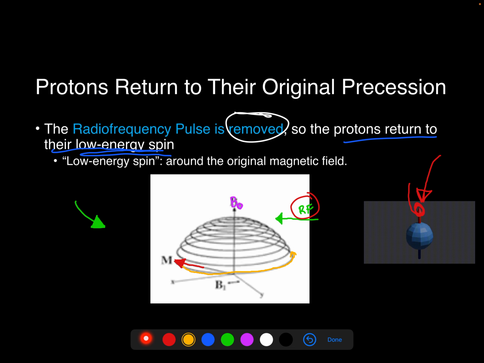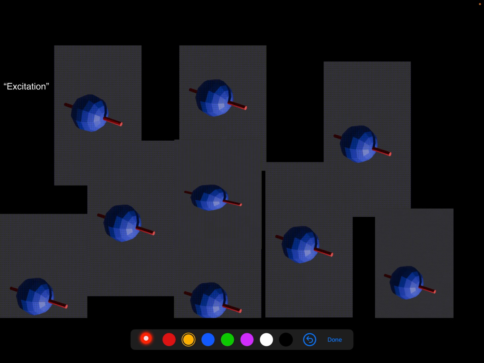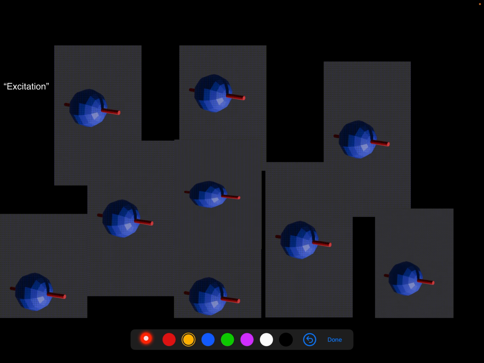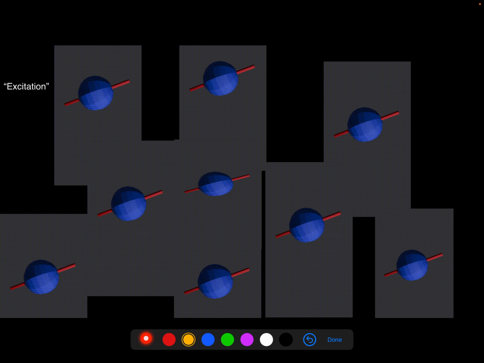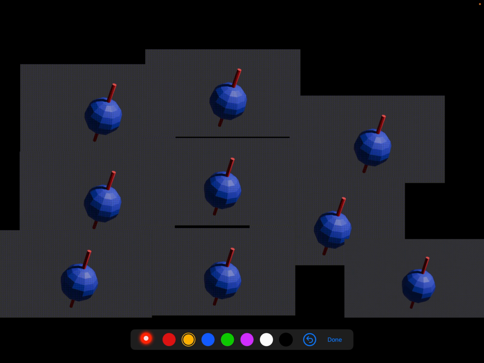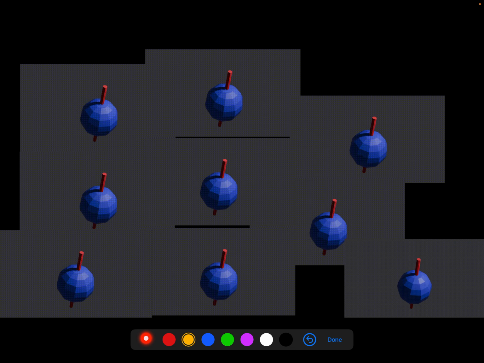So it goes round, and on the second rotation, it has a little less energy, so it's a little closer to its original precession. And then a little less energy, and a little less energy, and so on until it reaches its original precession state. And it continues to wobble in that state. So again, here is the excited state of the protons. This is after they have been hit with the radio frequency pulse. And then the radio frequency pulse is removed, and they return back to their original wobble.